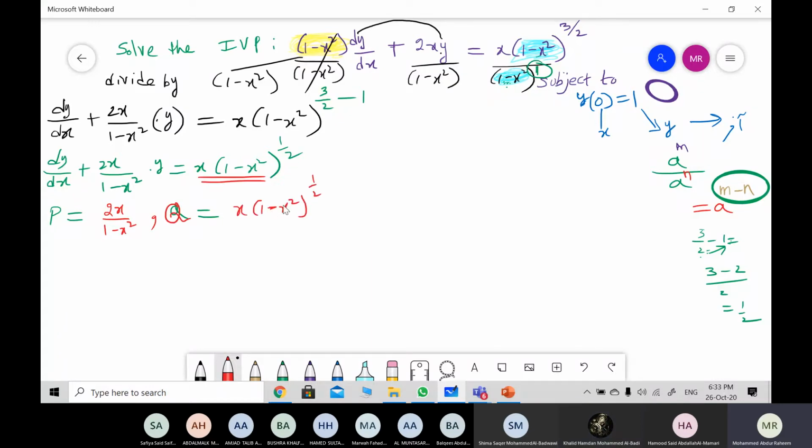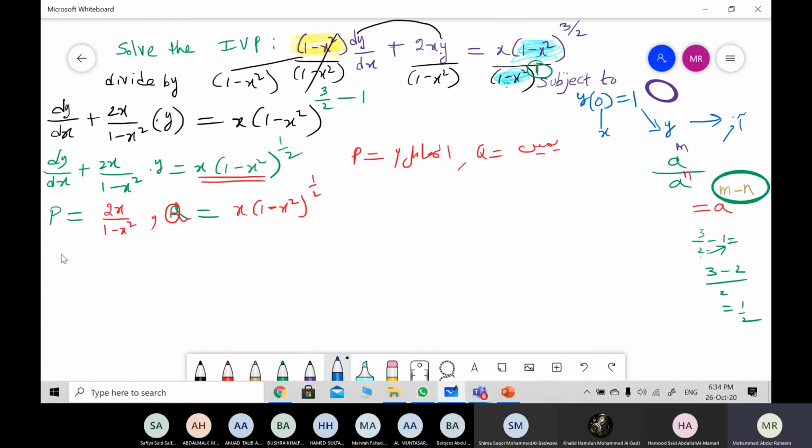Some words are good to be remembered always. If the standard form is there for a linear differential equation, P is the coefficient of y, and Q is the right-hand side. This will make things easy. Understand? You need to remember like that. That is the best way.